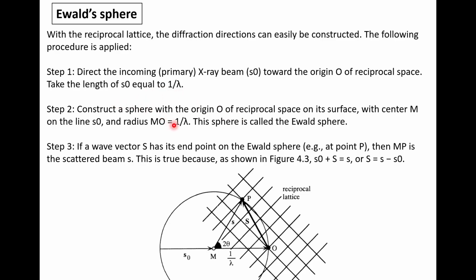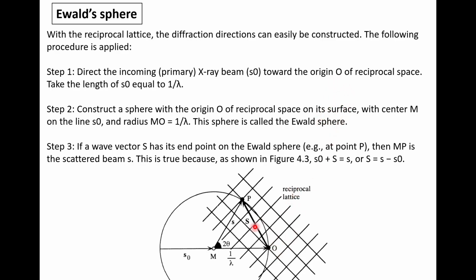Now you need to construct a sphere with radius 1 by lambda, that is the Ewald sphere. If you draw a straight line along the axis where the incident S naught X-ray beam is coming and cutting the reciprocal lattice, you will find the origin. So construct a sphere with the origin O of the reciprocal lattice on its surface.